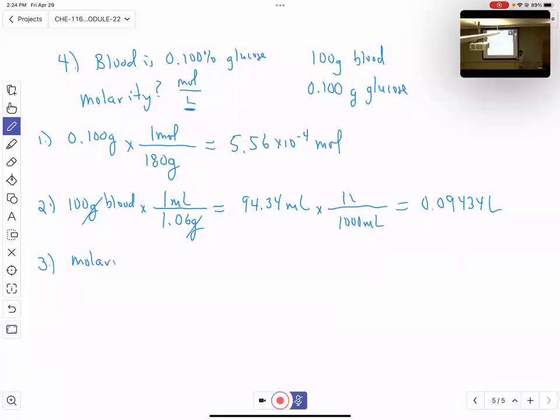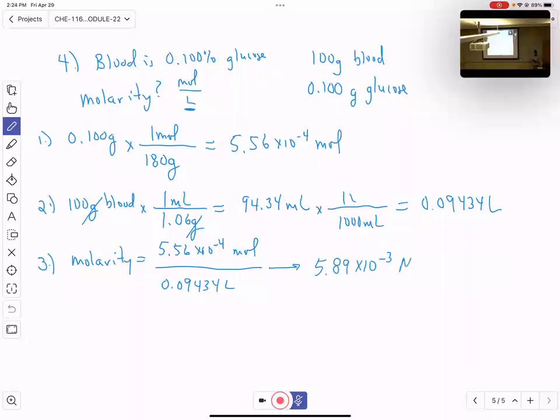Molarity is going to equal moles. I've got 5.56 times 10 to the minus 4 moles, and I have that number of moles in 0.09434 liters. So moles over liters. So I divide that by 0.09434, and I get a molarity of about 5.89 times 10 to the minus 3 molar.